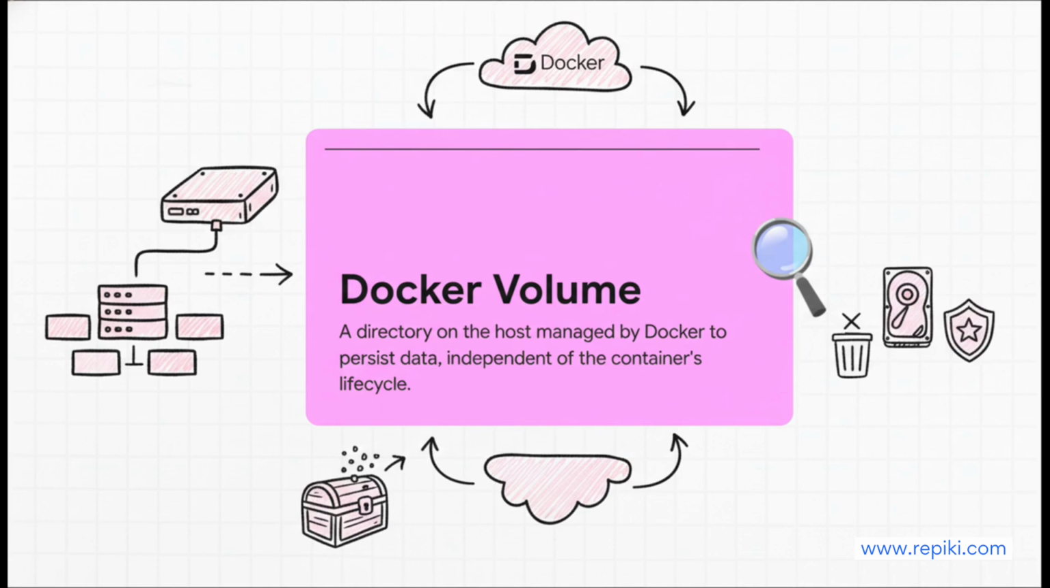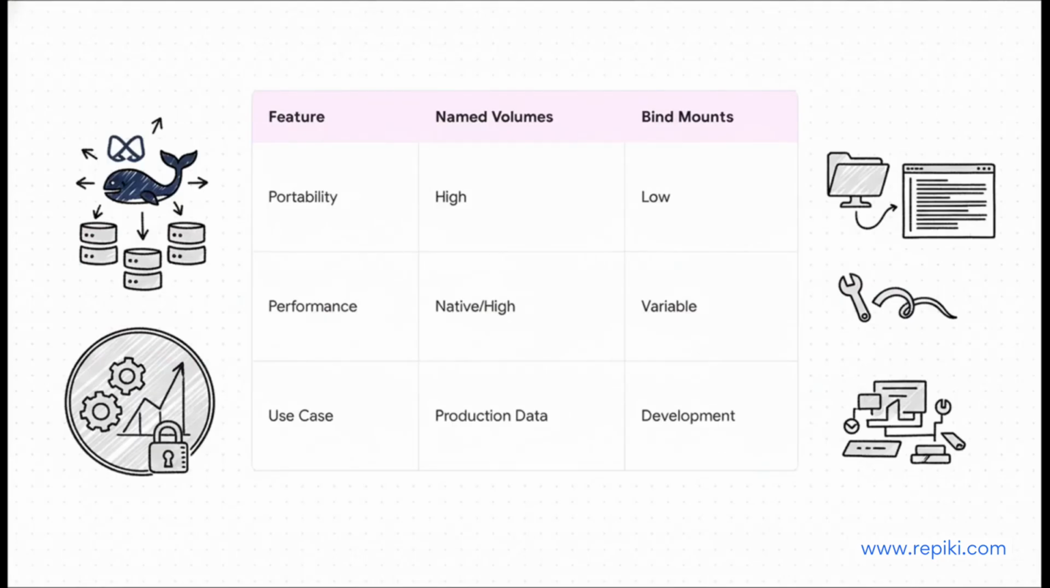This volume is managed by Docker, but it lives on your host machine, totally separate from the container itself. So if the container gets deleted, the volume and all your precious data remains perfectly safe. Now, while there are a few different ways to save data, the best practice for production data, hands down, is using named volumes. They're portable, they're high performance, and they're managed by Docker, which makes them the go-to choice for databases. We'll save the other option, bind mounts, for our development workflow later on.